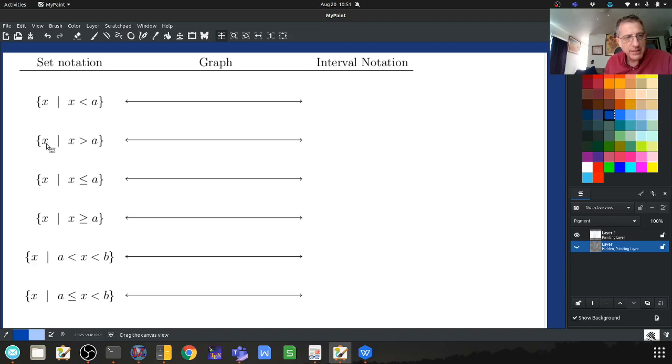This set here contains every real number x such that those real numbers x are greater than a. This set contains every real number x such that those real numbers x are less than or equal to a, etc., etc. This one down here contains every real number x such that those real numbers x are greater than a but less than b. And here, this set contains every real number x such that those real numbers x are greater than or equal to a but less than b.